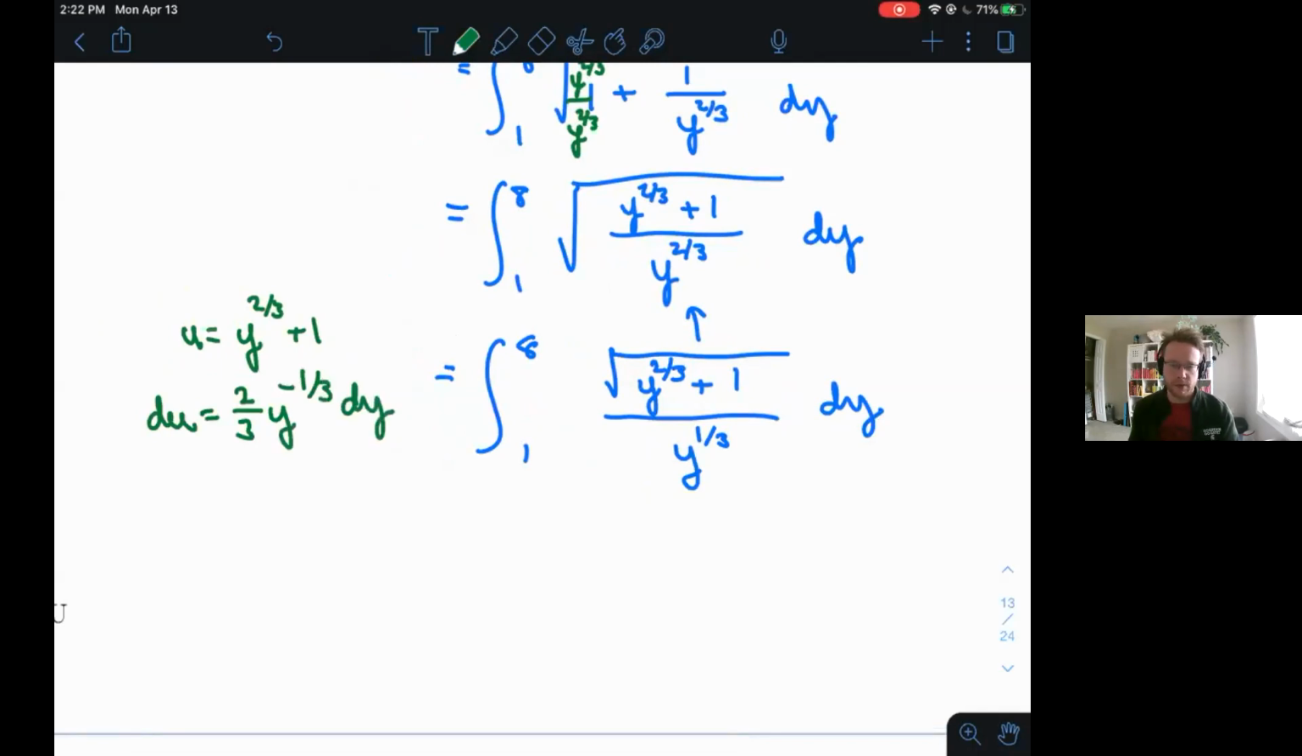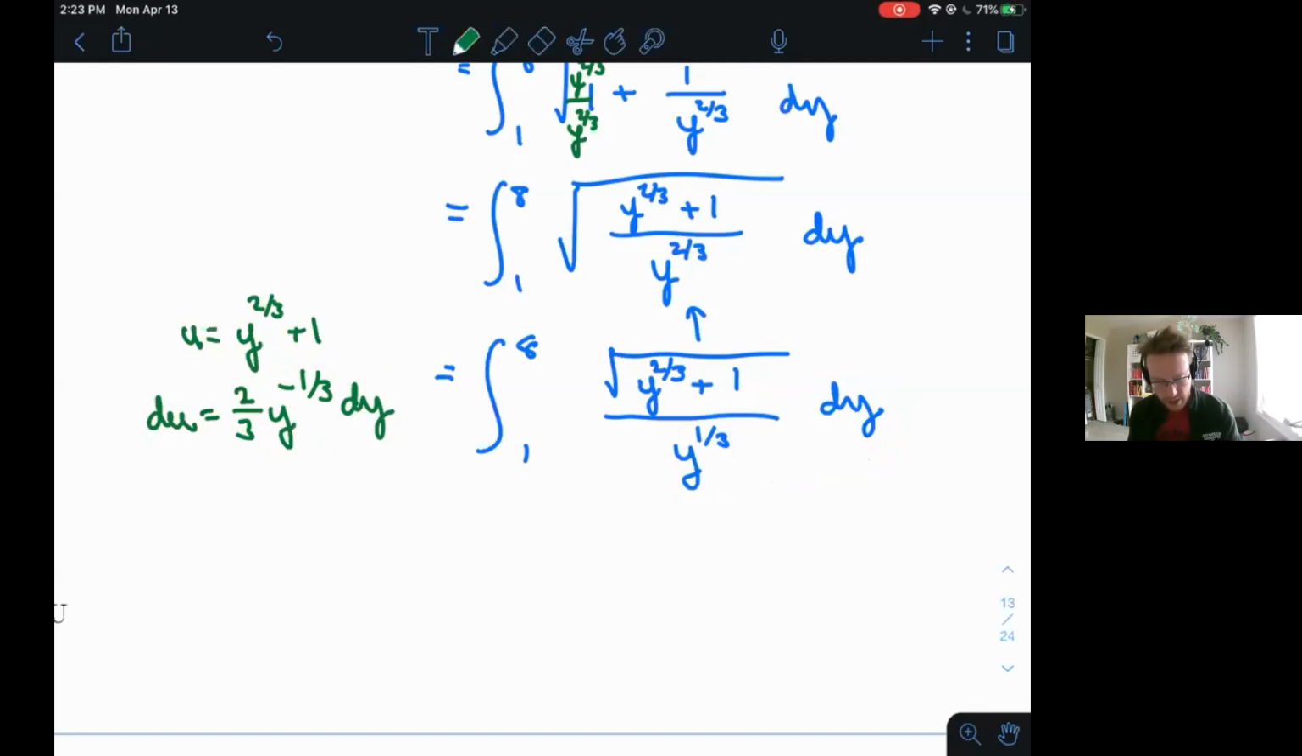This is the first place where you can see that this is actually a fruitful idea, that this is a good way to go, because these pieces right here are represented in our integral, right? Y to the negative 1/3, that's the same thing as dividing by y to the 1/3. So we see those pieces, the du actually appears here, and so that's going to be very good. Let's go ahead and move forward then.